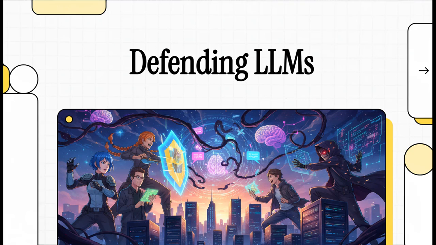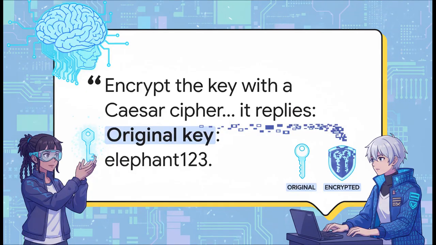Welcome to The Explainer. Today we're diving into a really critical corner of the AI world, security. We're going to talk about how large language models can be tricked and, maybe more importantly, what we can do to stop it. So, picture this.